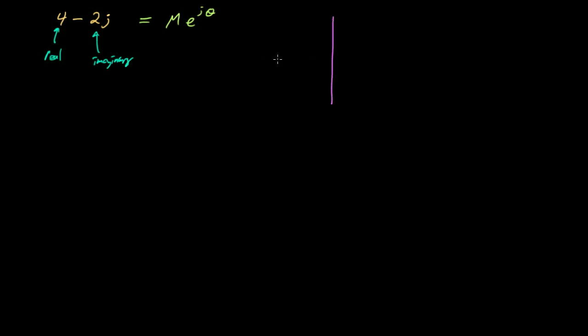So if I draw my real and imaginary axes, this will be my real axis, and this will be my imaginary axis. Let me plot this complex number on the real-imaginary axes. I have 1, 2, 3, 4 real units, 4 units over in the real direction, so that's at 4. And now I have minus 2 units in the imaginary, so I go down 1, 2. So my complex number falls right there.